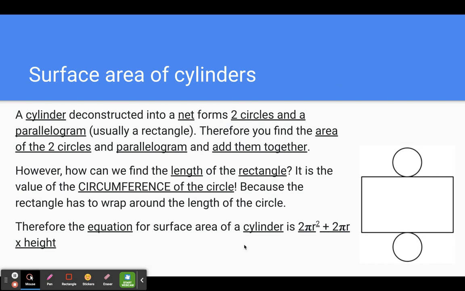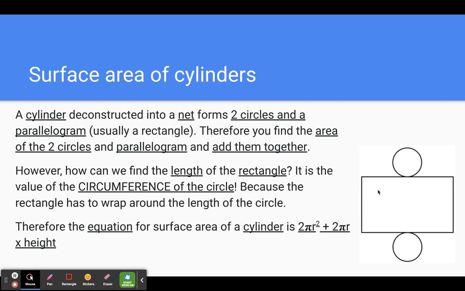Okay, surface area of cylinders. A cylinder deconstructed into a net forms two circles and a parallelogram, right? So if we imagine a cylinder, the tops or the two bases or faces are circles, and then if we were to unwrap the thing that connects them, it would end up being a rectangle. Therefore, you find the area of the two circles and the parallelogram, and again, add them together. Surface area means finding the area of all of these faces and adding them together.